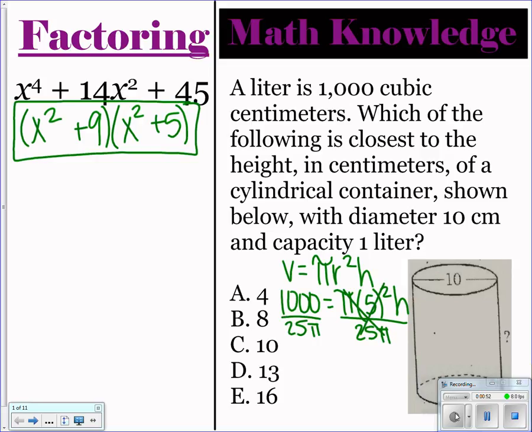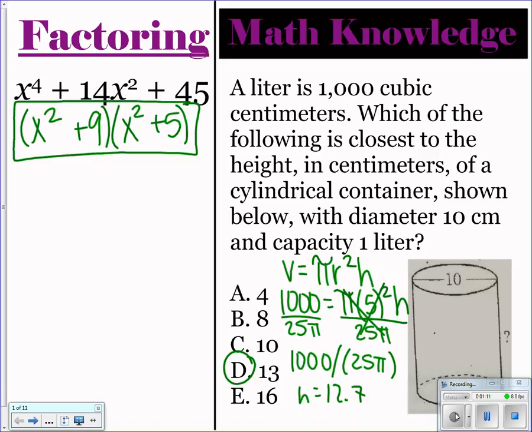Now, when you plug this into your calculator, you need to make sure that you do 25 pi in parentheses. And whenever you divide that out, you're going to get about 12.7, which is closest to D, 13.